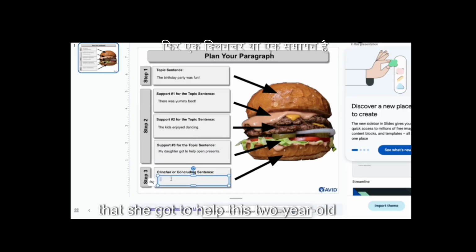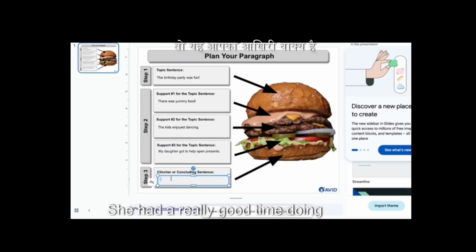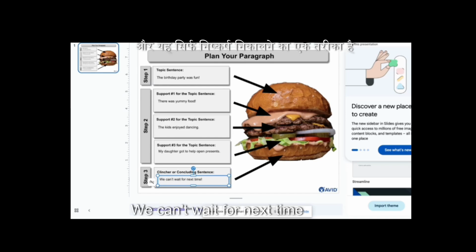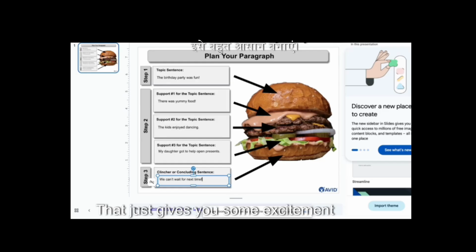Then there's a clincher or a concluding sentence. So this is your last sentence that kind of sums up what's going on. So I can say, we can't wait for next time. That just gives you some excitement, and it's just a way to conclude the paragraph. Make it very easy. Again, you're talking about how it's fun. So that's an example of the Paragraph Hamburger.